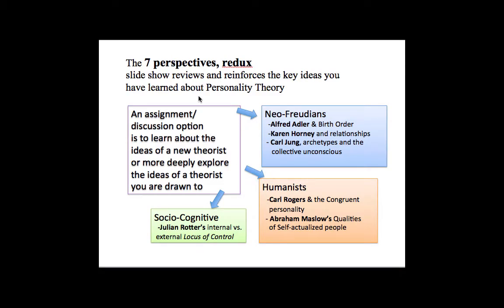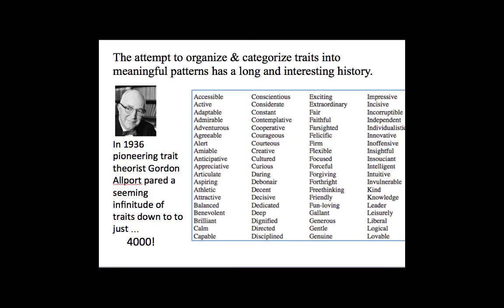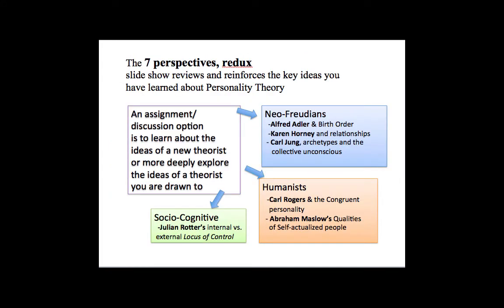So the 7 perspectives, there's an assignment discussion option. You can either choose to look at one of the 2 trait theorists that we talked about before, Raymond Cattell or Gordon Allport, or there's, I think, a couple others that you have the option of looking at, or you can look at a new theorist within the Neo-Freudian, humanist or social cognitive school.